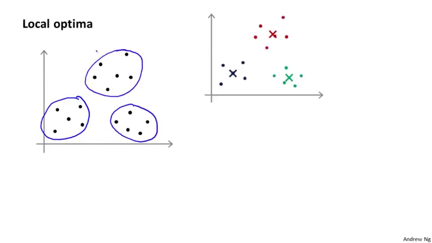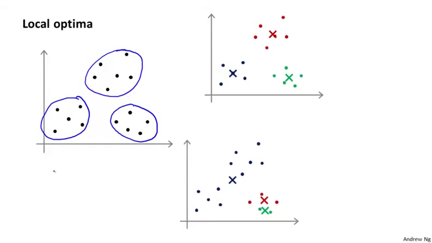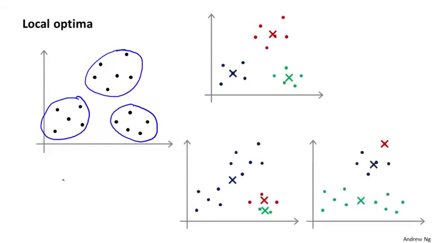And so if you run k-means, and if it ends up at a good local optima, this might be really the global optimum, you might end up with that clustering. But if you had a particularly unlucky random initialization, k-means can also get stuck at different local optima.